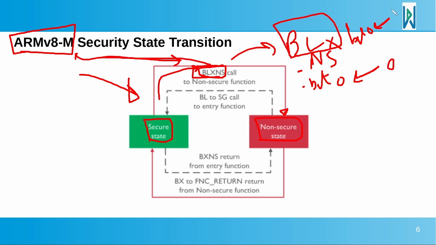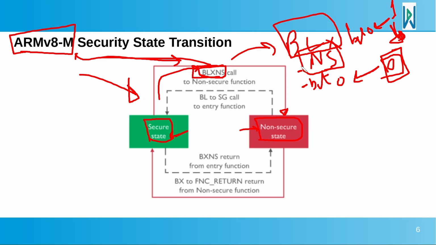and this is due to some Thumb encoding restrictions and limitations. However, when we execute this branch with link and exchange to non-secure, then we must have the bit number 0 clear to 0. This is a way to tell the processor we are actually trying to trigger a security state transition from secure to non-secure, and our destination address is located in non-secure region.